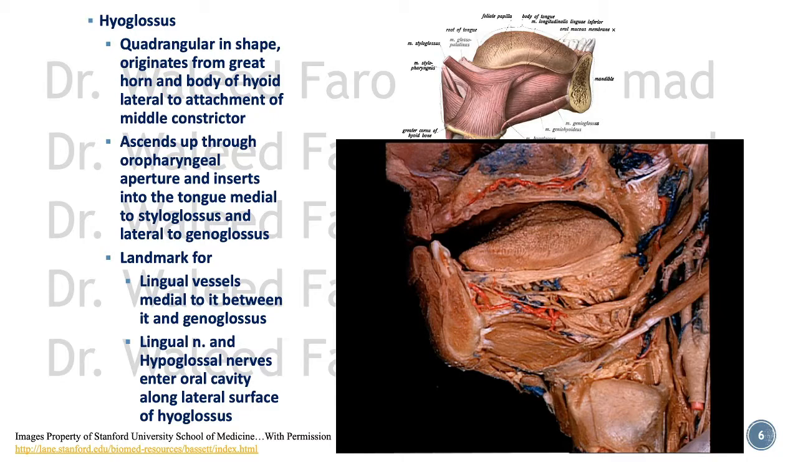This is a very important muscle. Of course, the hyoglossus depresses the tongue, because of the way it originates and inserts. It depresses the tongue.